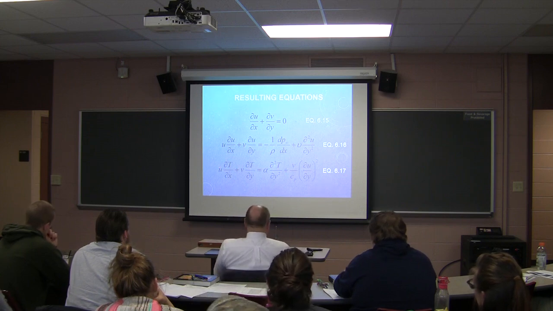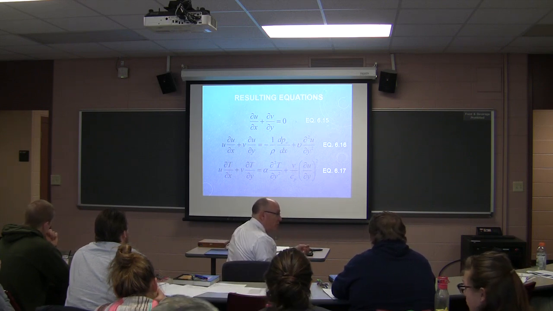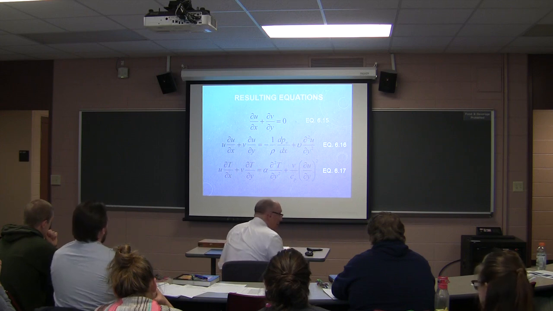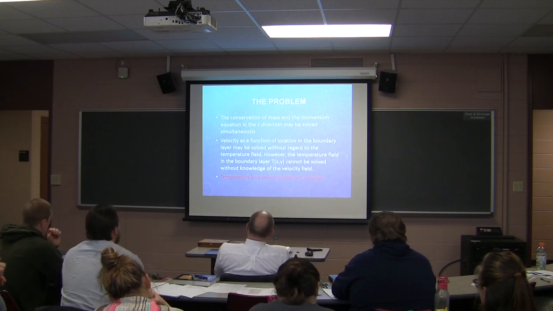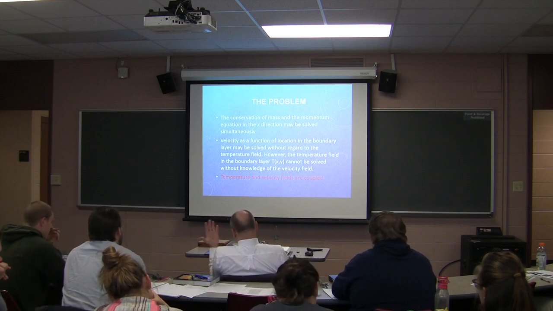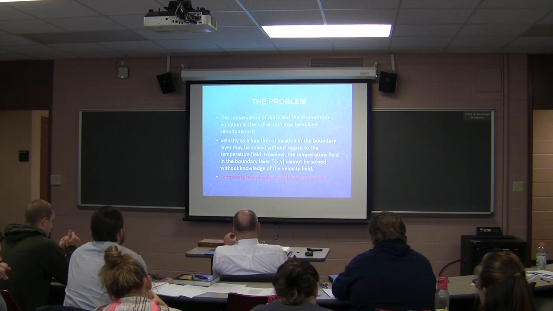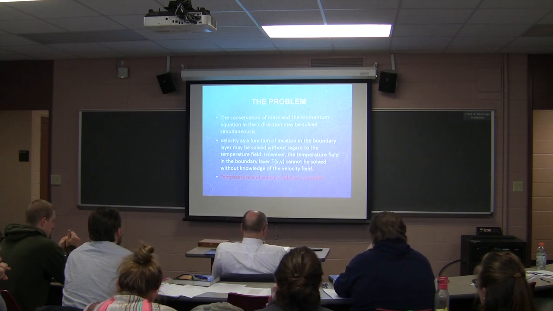mathematically, these equations are coupled. In other words, you can't solve the temperature equation unless you know what? Relationships for velocity, u and v. So velocity as a function of location in the boundary layer may be solved without regard to the temperature field. It's relatively easy to do that. However, the temperature field in the boundary layer cannot be solved without knowledge of the velocity field. In other words, the temperature and the velocity fields are coupled. Mathematically, this causes a lot of head scratching.